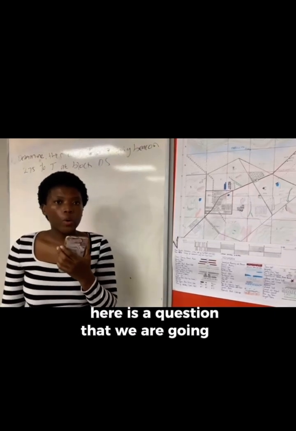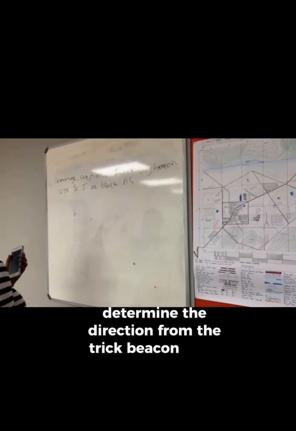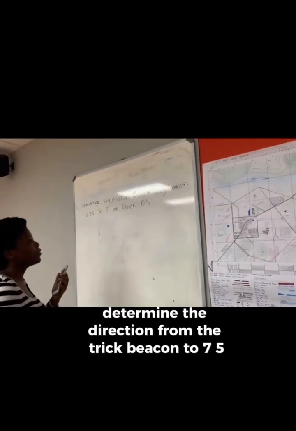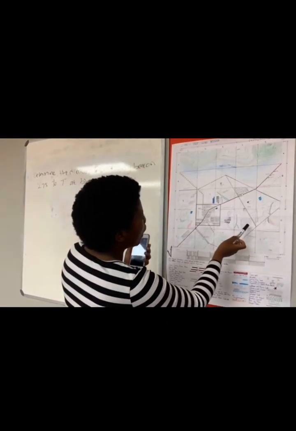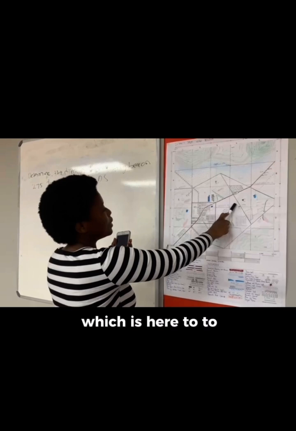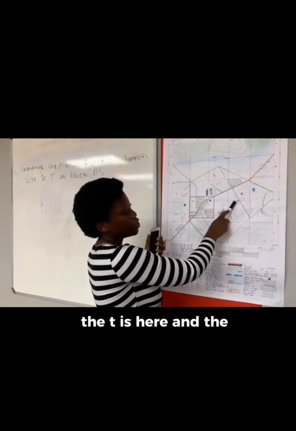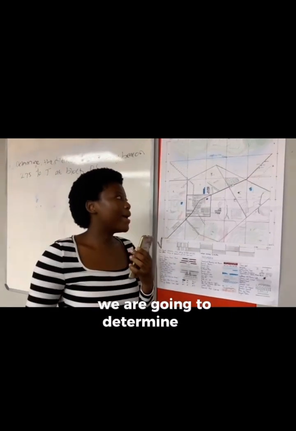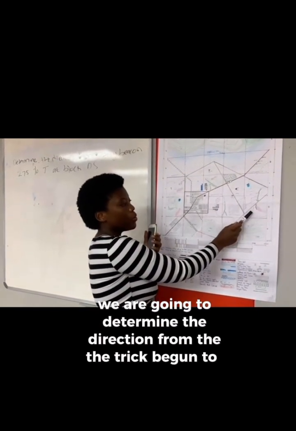Here is a question that we're going to do. Determine the direction from the trig beacon 275, which is here, to T at D5. Here the T is here and the trig beacon is here. We are going to determine the direction from the trig beacon to T.